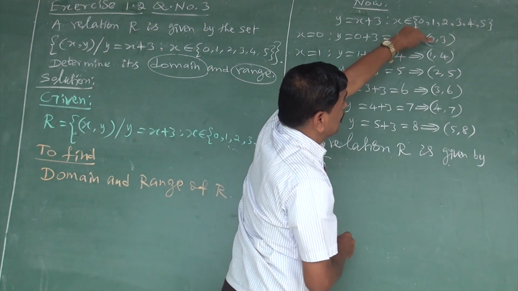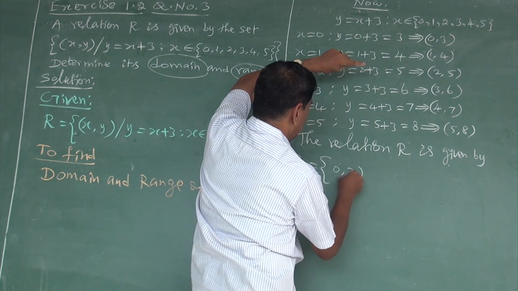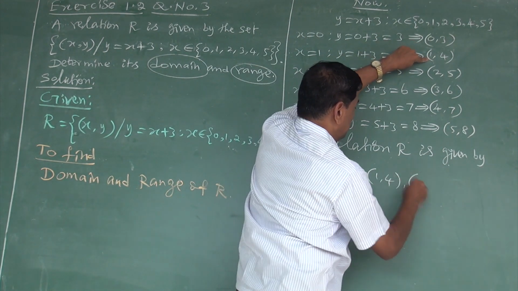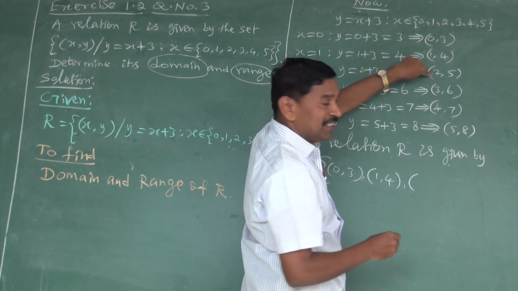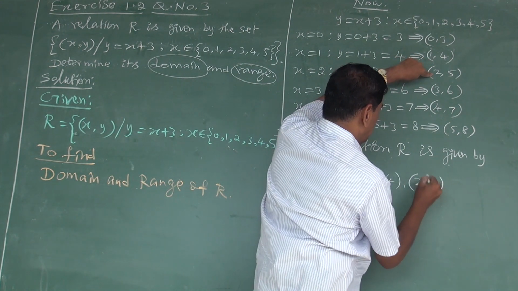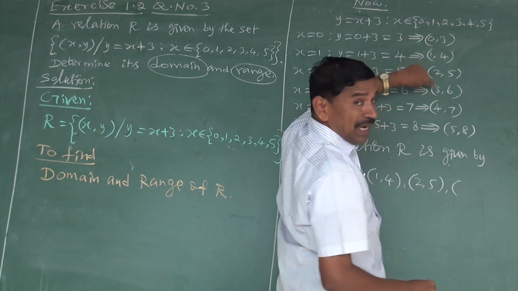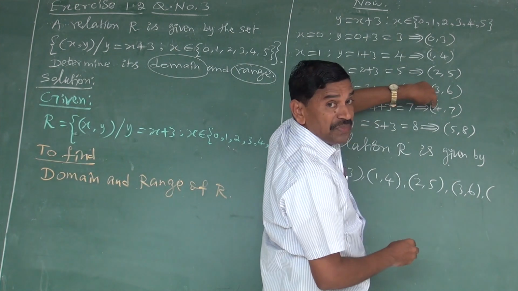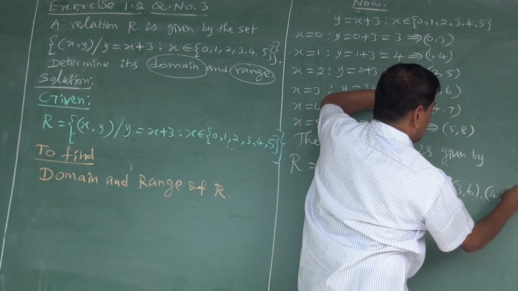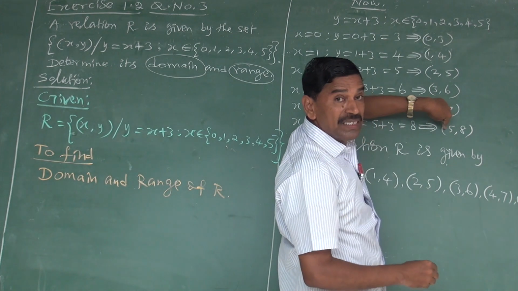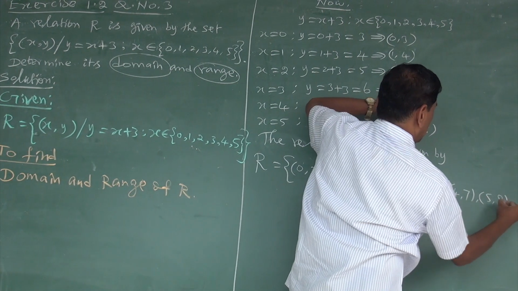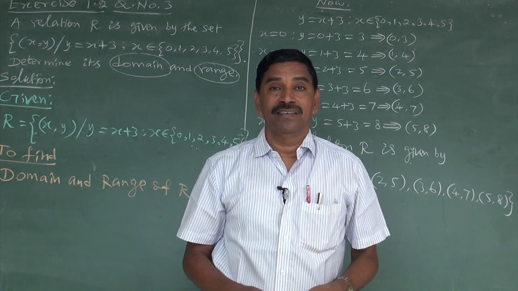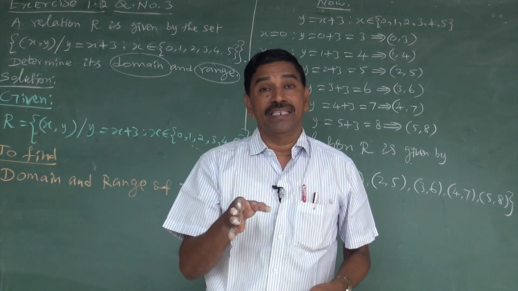What is the first element? 0 comma 3. Second element? 1 comma 4. Third element, 2 comma 5. Fourth element, 3 comma 6. Fifth element, 4 comma 7. Sixth element, 5 comma 8. Complete the flower bracket. What are we asked to find, anyone? Very good. The domain and the range of the relation R.